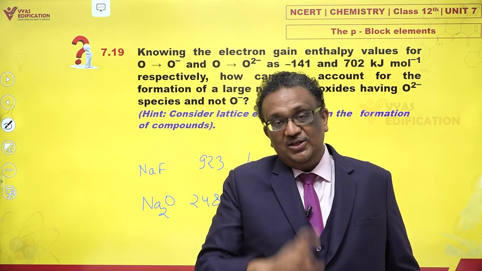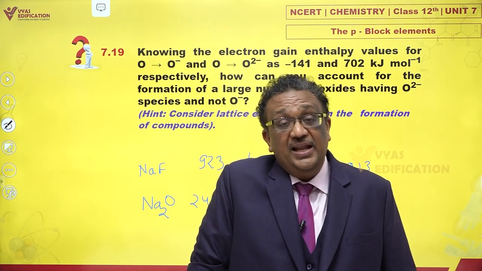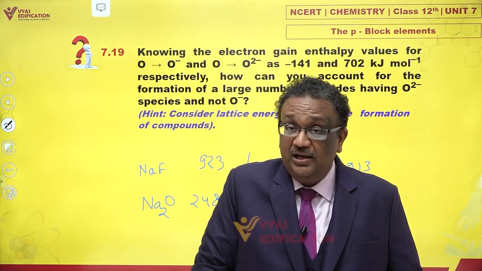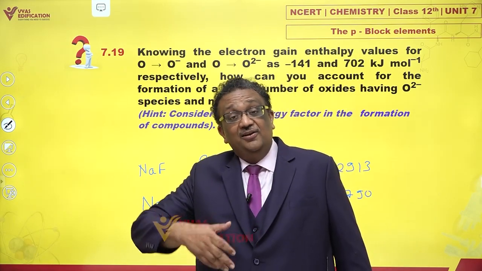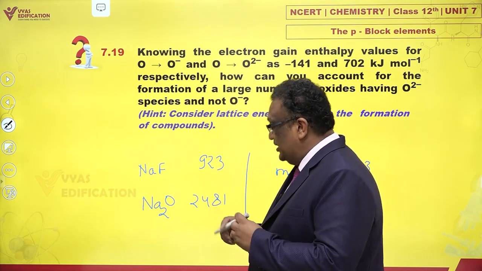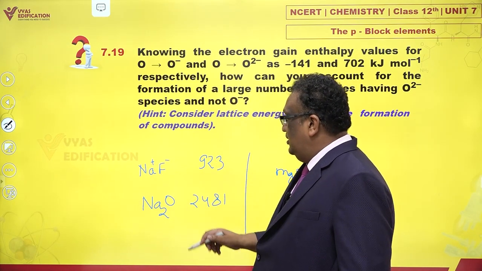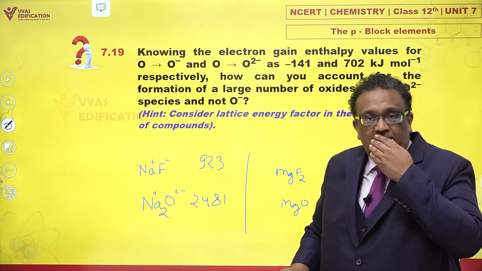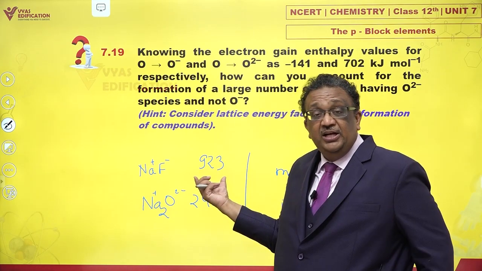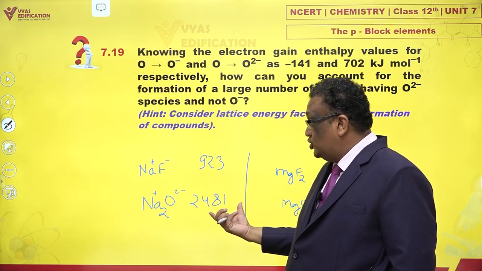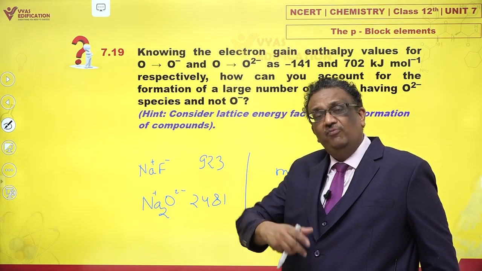Minus 1 and minus 2, if you compare, as the negative charge or in general any charge on cation or anion increases, lattice energy increases like anything. If you just compare, fluorine has minus 1 charge, and with sodium, if you have fluoride, the lattice energy is barely 923 kilojoules per mole. If you have oxide, it is 2481 kilojoules per mole, which is very high.